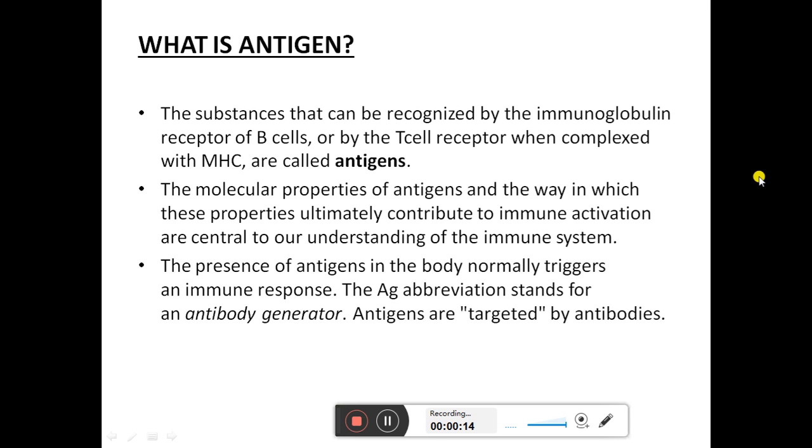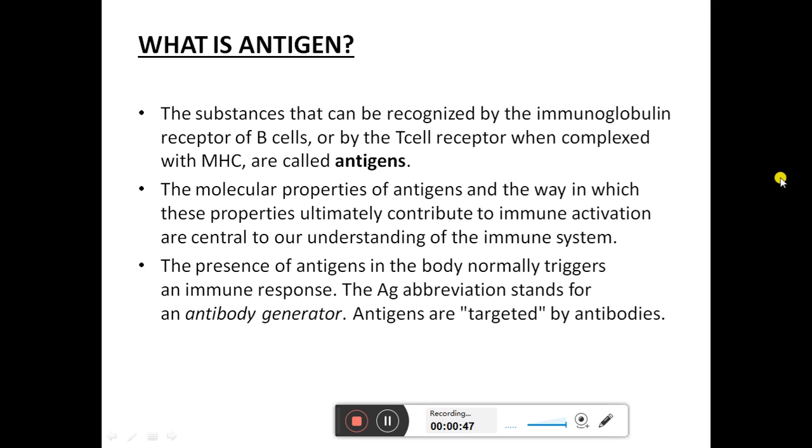What is an antigen? The substance that can be recognized by the immunoglobulin receptors of B cells or by the T cell receptors when complexed with MHC is called an antigen. The molecular properties of antigens and the way in which these properties ultimately contribute to immune activation are central to our understanding of the immune system. The presence of antigens in the body normally triggers an immune response.